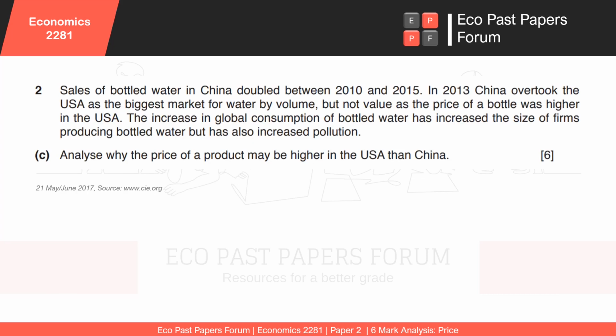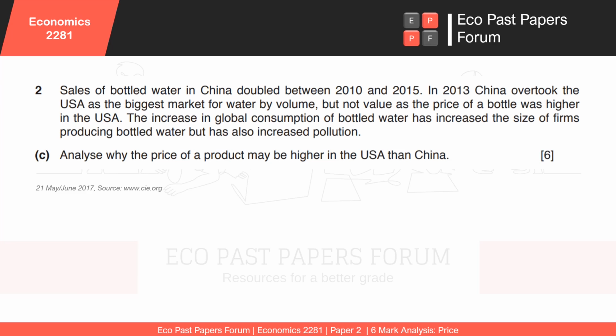The question for this video is: sales of bottled water in China doubled between 2010 and 2015. In 2013, China overtook the USA as the biggest market for water by volume, but not value, as the price of a bottle was higher in the USA. The increase in global consumption of bottled water has increased the size of firms producing bottled water, but also has increased pollution. So part C for the question is: analyze why the price of a product may be higher in the USA than China, for 6 marks, and this is from variant 2.1, May-June 2016, and the source is CIE.org.